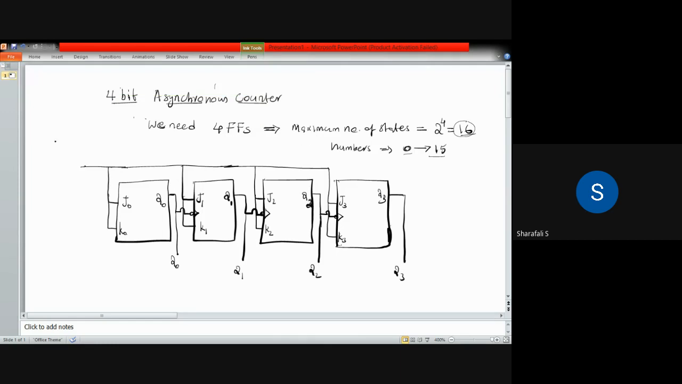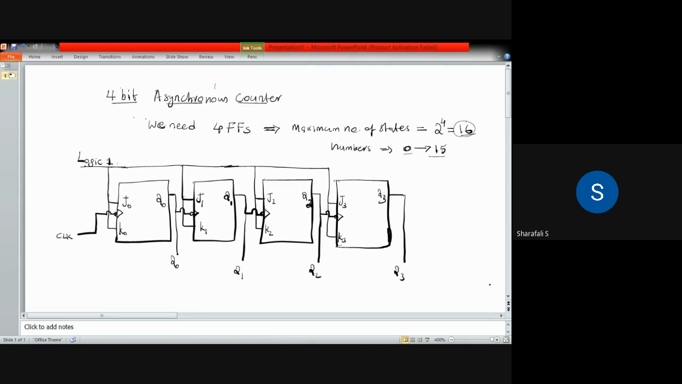Okay, so this is the logic 1. Now for the first JK flip-flop, you have to connect the clock externally. We have to connect the clock here. And for all other flip-flops, the output of the previous flip-flop will be taken as the clock. So this is a 4-bit asynchronous counter.